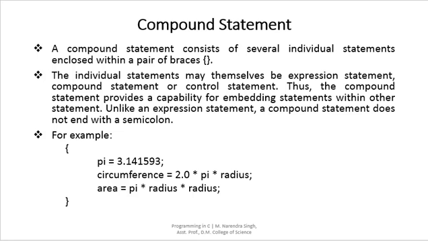For example, within the braces, we can see three expression statements. The first expression statement is pi = 3.141593;. The second expression statement is circumference = 2.0 * pi * radius;. The third expression statement is area = pi * radius;. These three expression statements are enclosed within a pair of braces. Therefore, the collection of these statements is known as a compound statement.